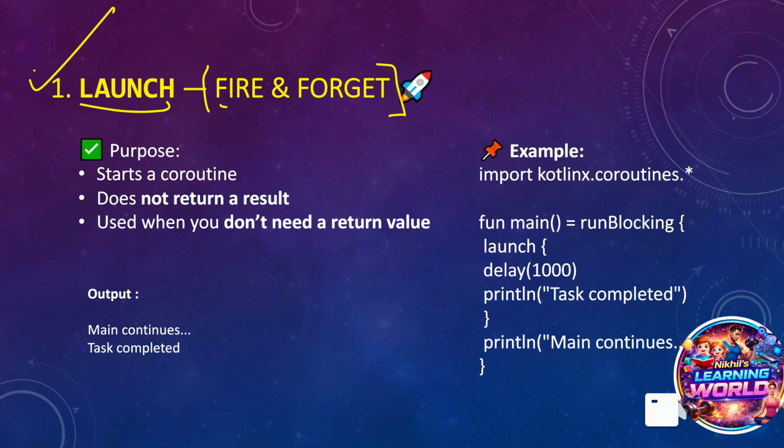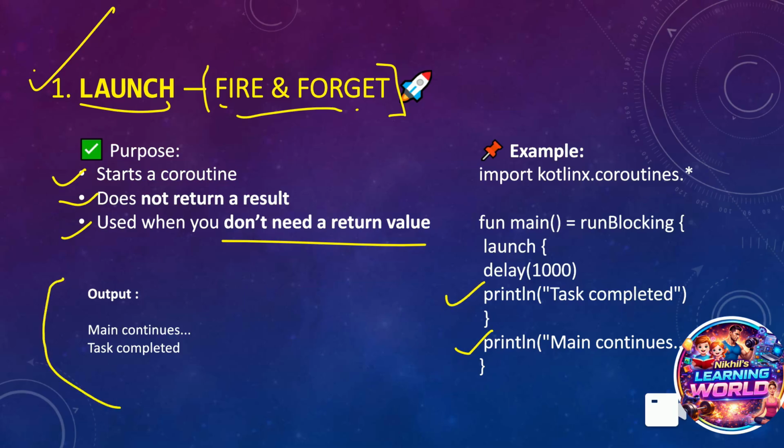So let's start with launch. Launch is used when you just want to run something in the background and you don't care about the result. Here the main function continues execution while the coroutine runs in parallel. Got the point?